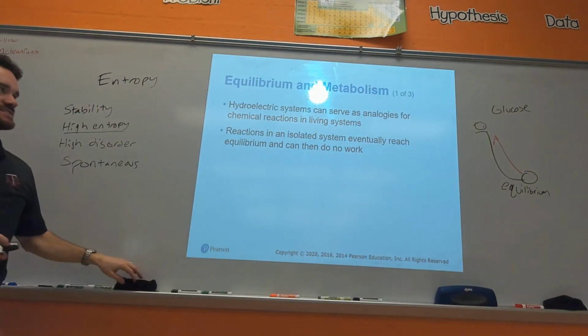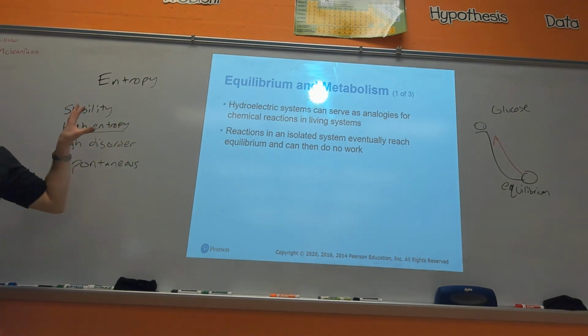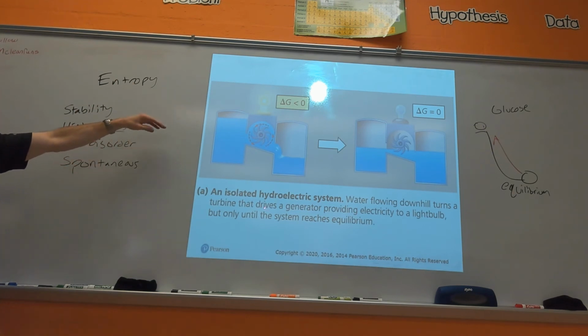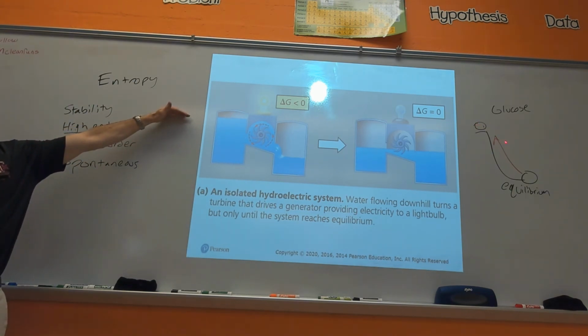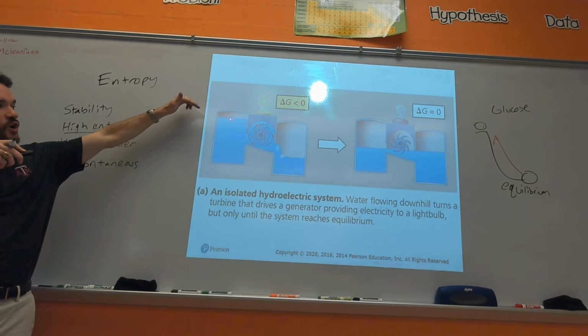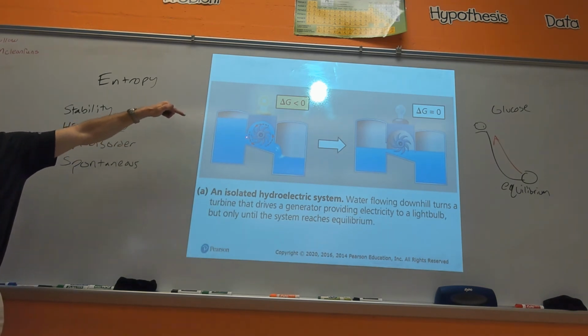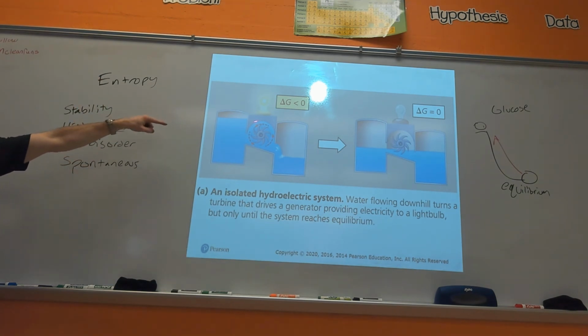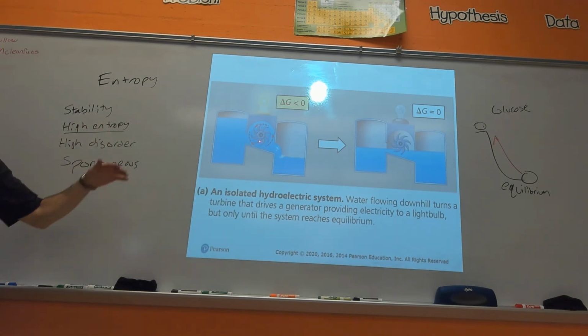So hydroelectric systems. I think this is really helpful. Maybe it'll give you some examples to visualize what's happening here. We have a hydroelectric system. This is similar to the ball going down the hill. The water is at a higher level, so there is more gravitational potential energy here. If we let that water go downhill and drive this turbine, we could use that to power electricity. We use this with dams, right? Delta G is negative because this is what the universe wants. The universe wants that water to go downhill.